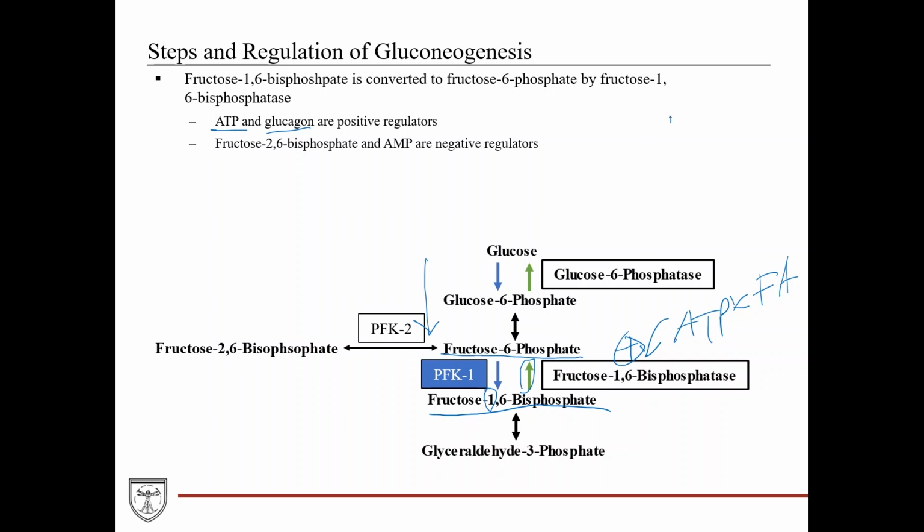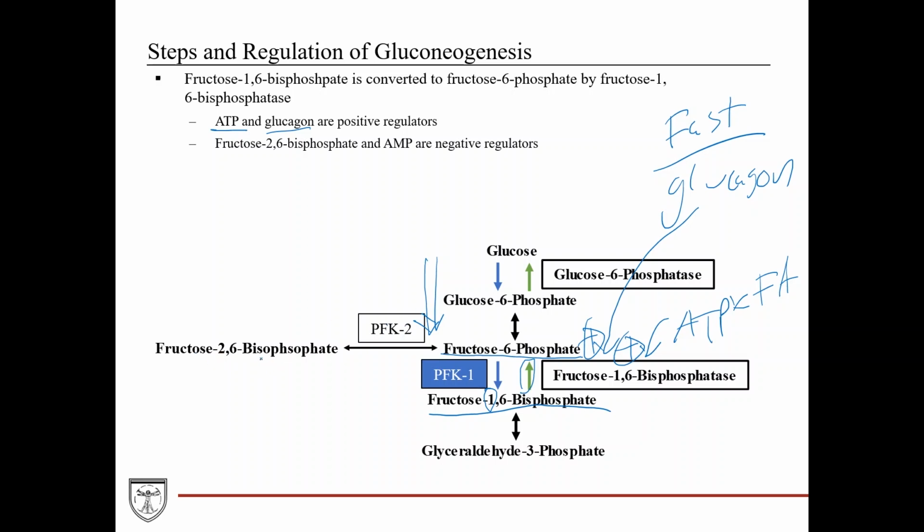And then remember, during the fasting state, glucagon is released, and glucagon contributes toward the synthesis of fructose 1,6-bisphosphatase. Now, on the flip side, remember when you're going through glycolysis, fructose 6-phosphate, some of that can be shunted over here and converted into fructose 2,6-bisphosphate by the enzyme PFK2.